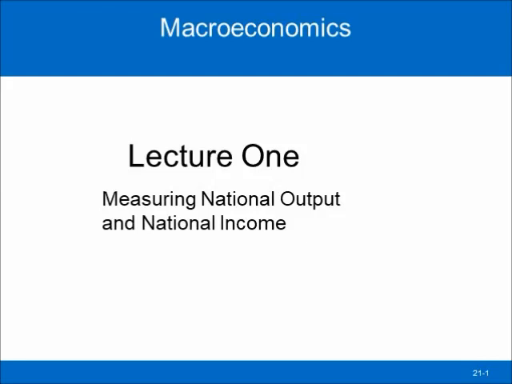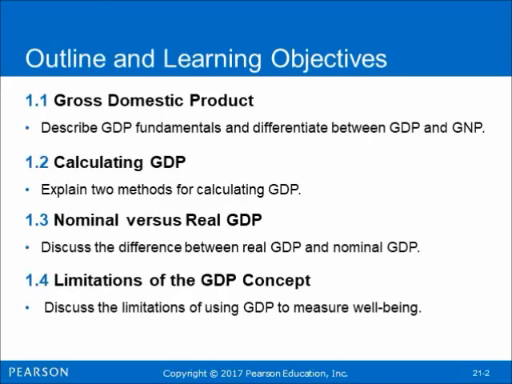Measuring national output and national income. In this lecture, we will see how the total output of a nation or an economy is measured. Simply, we want to answer the question of how millions of different types of goods and services produced by firms and companies operating in a country like Egypt are measured.